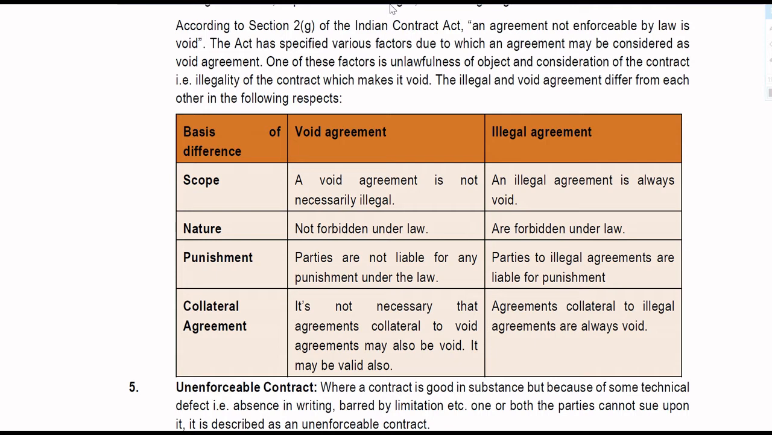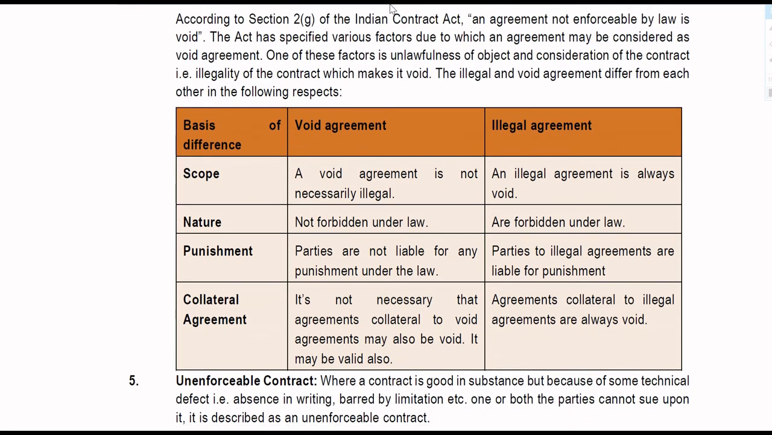Collateral agreement. It's not necessary that an agreement collateral to a void agreement may also be void. It may be valid also. Agreements collateral to an illegal agreement are always void.